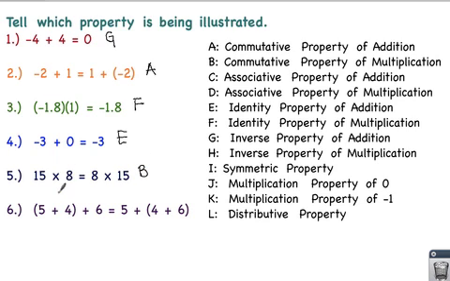And finally, number 6, we have 5 plus 4 in parentheses plus 6, which equals 5 plus the quantity of 4 plus 6. Notice how the numbers did not move, 5, 4, 6, 5, 4, 6. What changed is the way they are associated or grouped. The parentheses changed. So this would be the associative property of addition, C.